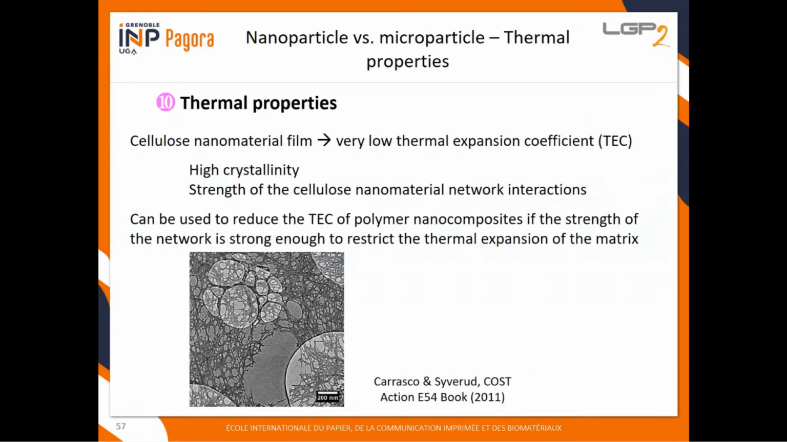Thermal properties. When preparing a film from cellulose nanofibrils or cellulose nanocrystals, or from chitin also, it is observed that the thermal expansion coefficient is very low. This is due to the high crystallinity of the constitutive nanorods, but also to the strength of the cellulose nanomaterial network interactions. And of course, it can be used to reduce the thermal expansion coefficient of polymer nanocomposites if the connection is sufficiently high.